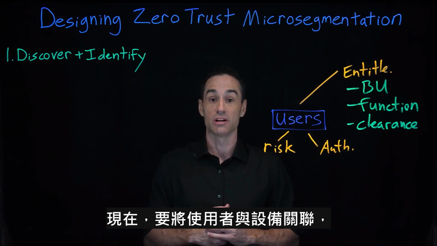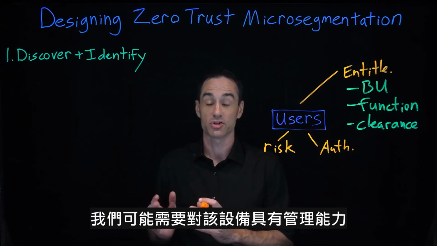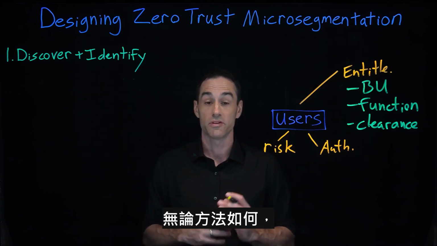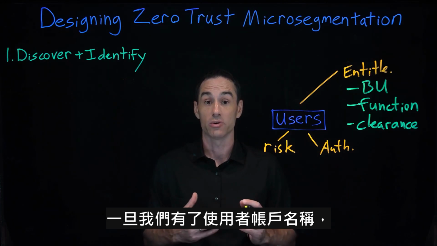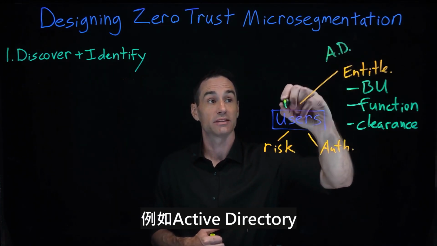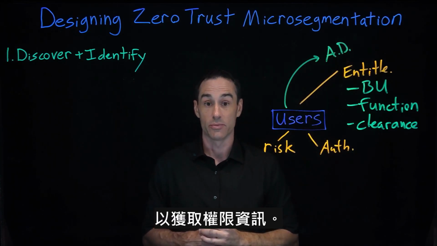Now, to associate a user to a device, we might need to have manageability of that device in order to query and find out who the logged in user is. Regardless of the method, once we have that user account name, we'll usually have to query some sort of database such as Active Directory or the personnel system in order to get the entitlement information.